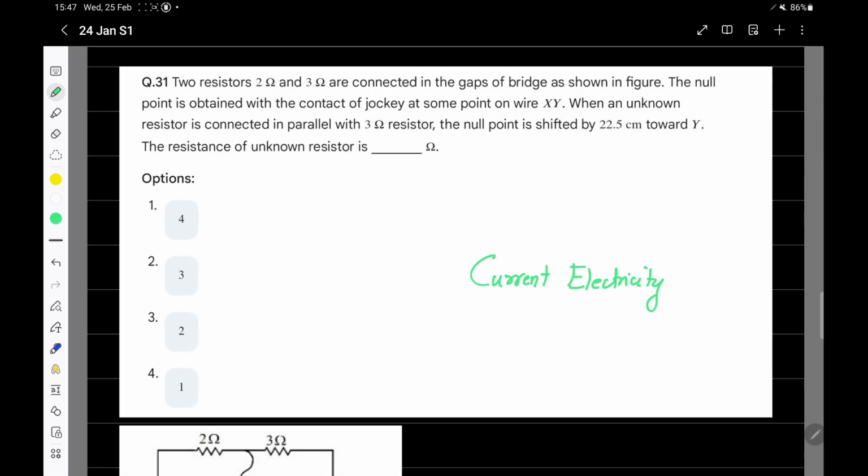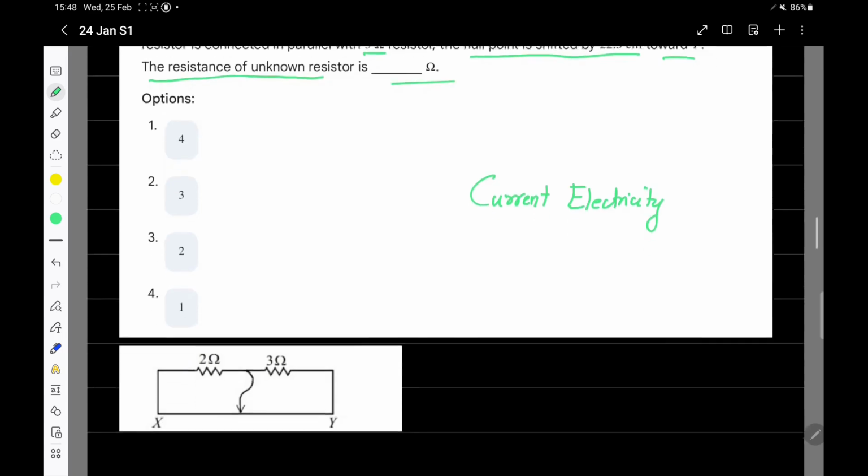The question says two resistors of 2 ohm and 3 ohm are connected in the gaps of a bridge as shown in the figure. The null point is obtained with contact of the jockey at some point on the wire XY. When an unknown resistor is connected in parallel to the 3 ohm, the null point is shifted by 22.5 centimeter towards Y. The resistance of the unknown resistor is dash ohm.